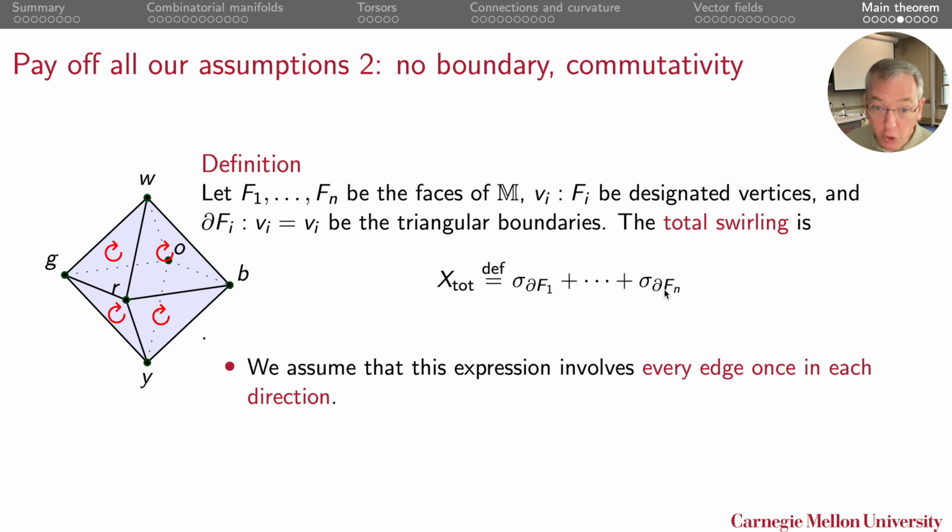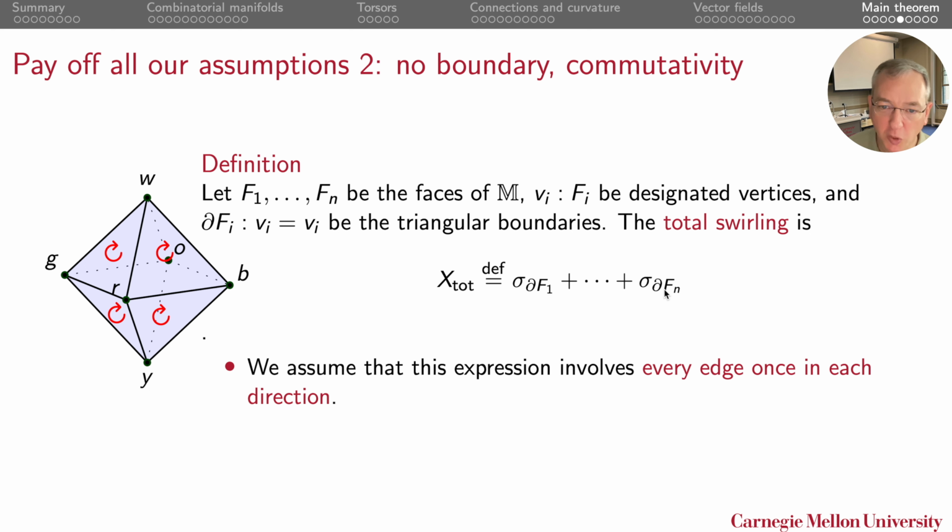We're going to assume that this expression involves every edge once in each direction. That's a two-manifold with no boundary. And if we started with a simplicial complex that used simplicial complex language to declare itself to have no boundary, then probably we wouldn't have to make a fresh copy of that assumption here. We would prove this. But we're not too worried about it. The fact is that we will traverse each edge once in each direction.